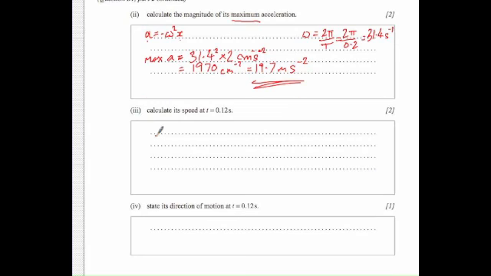So what's the relationship between displacement and velocity? Well, there's an equation from the data booklet. We just plug in the numbers. So maximum displacement is 2. And the answer, again in centimetres per second, is 34.6.